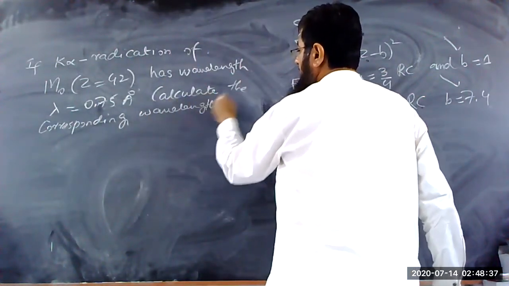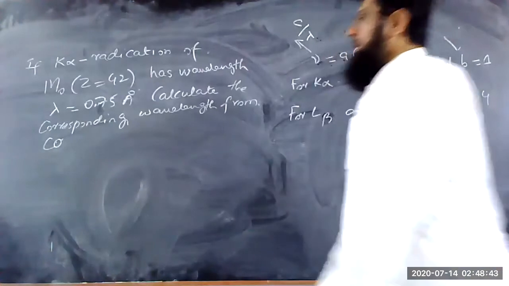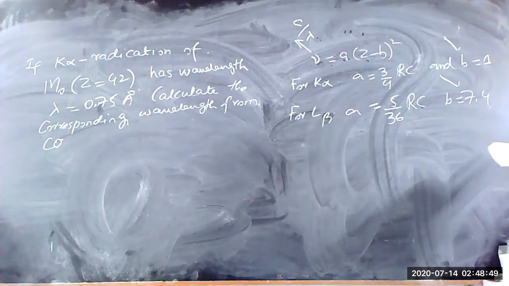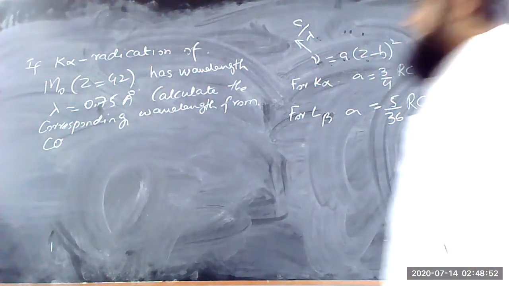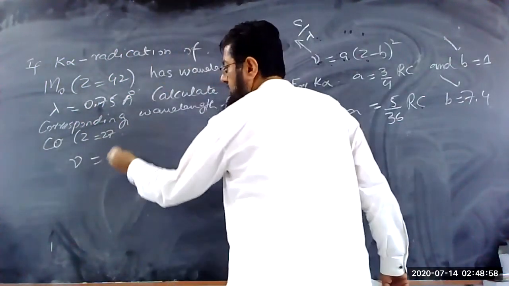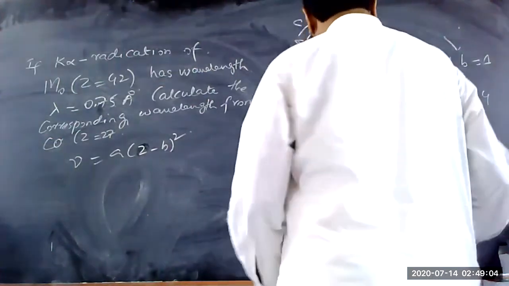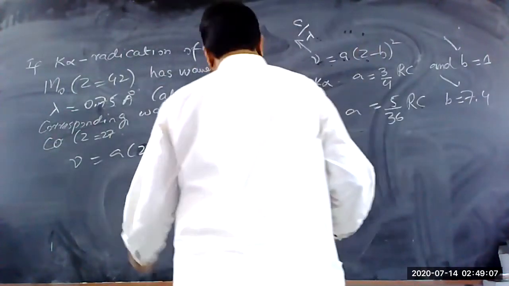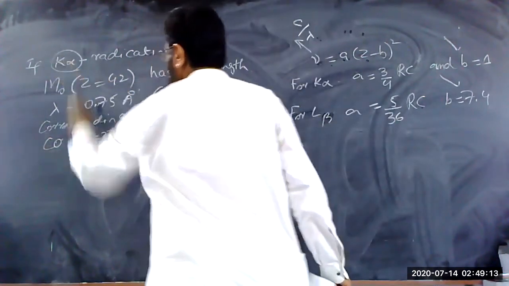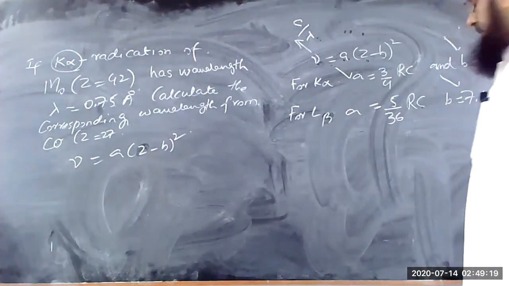What wavelength we will get from cobalt, which you have to calculate. And the Z of cobalt is 27. You know that nu is equal to A (Z minus B) whole square. This is the formula. And the corresponding line is K alpha. So for K alpha, A is the same and B is the same here.